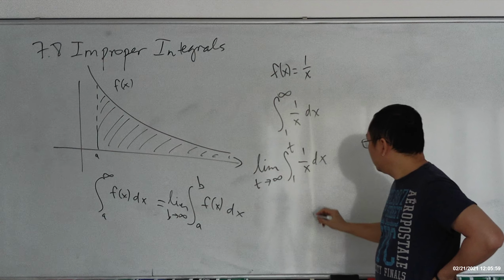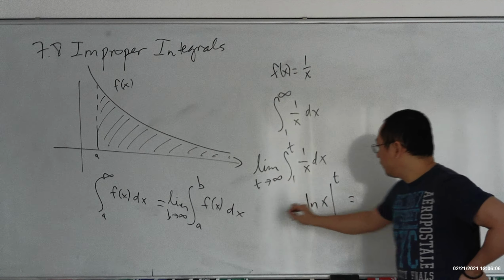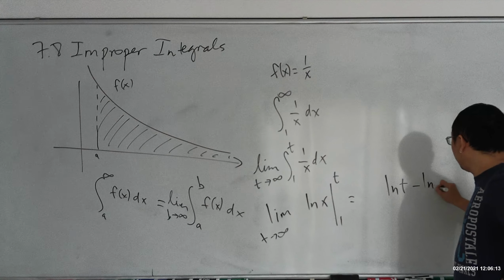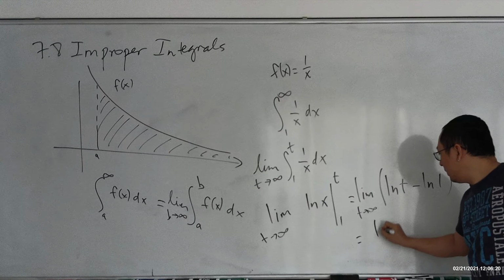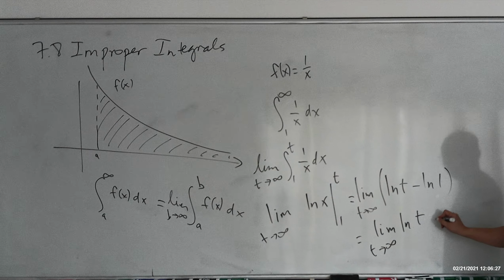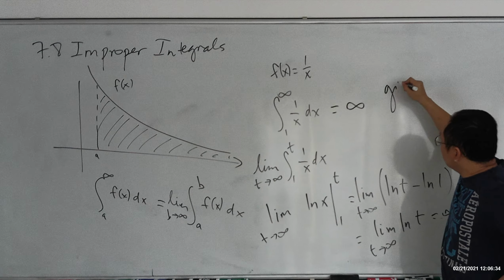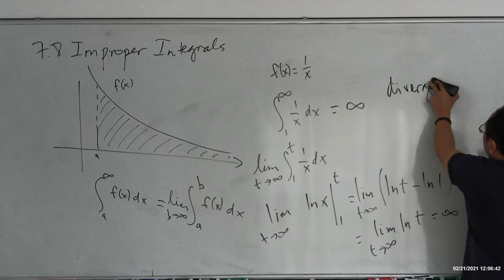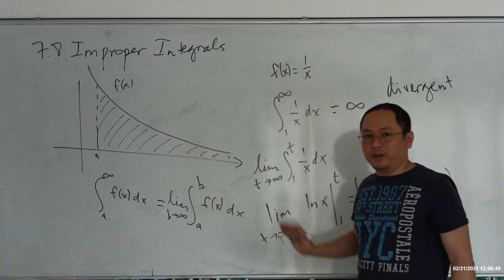The integral of 1 over x dx is ln of x, running from 1 to t. And don't forget that we have a limit in front, t goes to infinity. This is ln of t minus ln of 1, and then we have the limit as t goes to infinity. ln of 1 is 0, so this is the limit of ln of t as t goes to infinity, and this goes to infinity. So this integral is equal to infinity, and you say this integral is divergent. In other words, this area is going to be infinite forever.